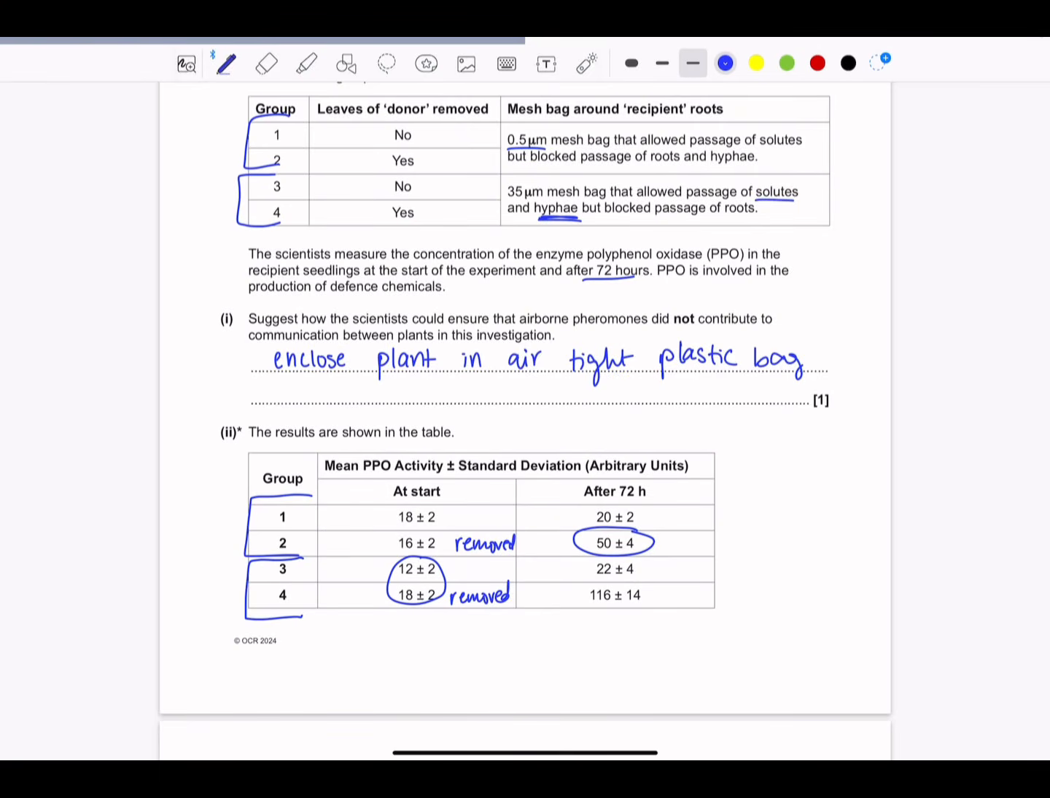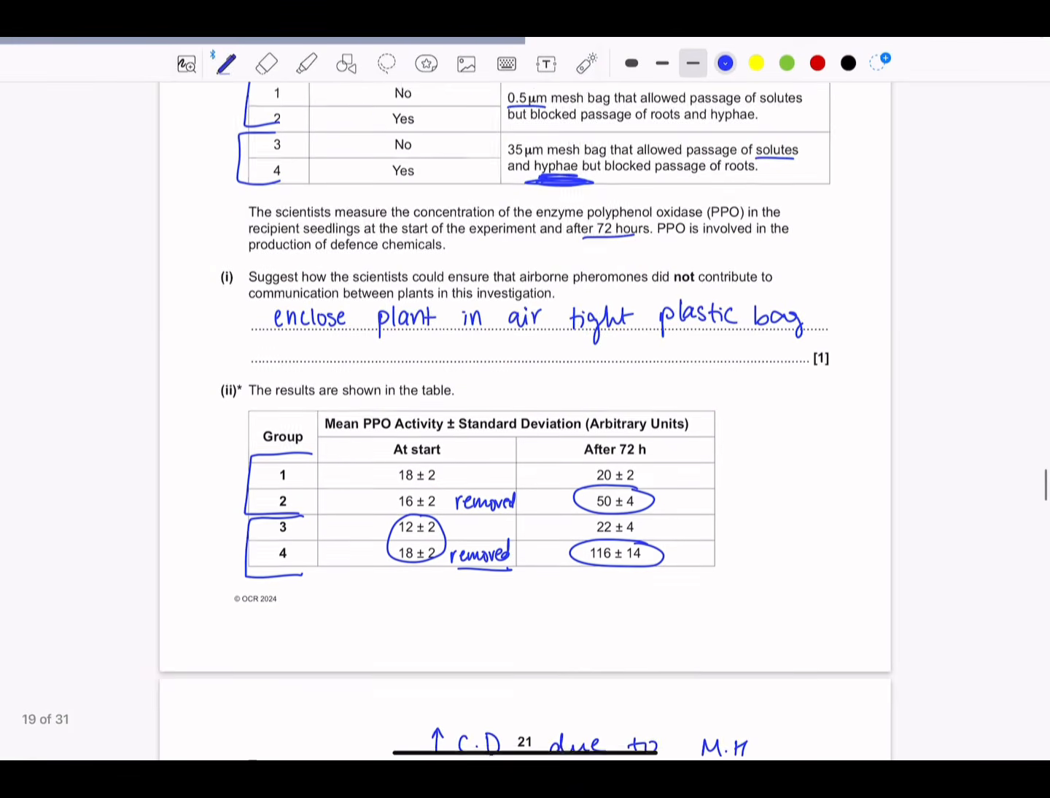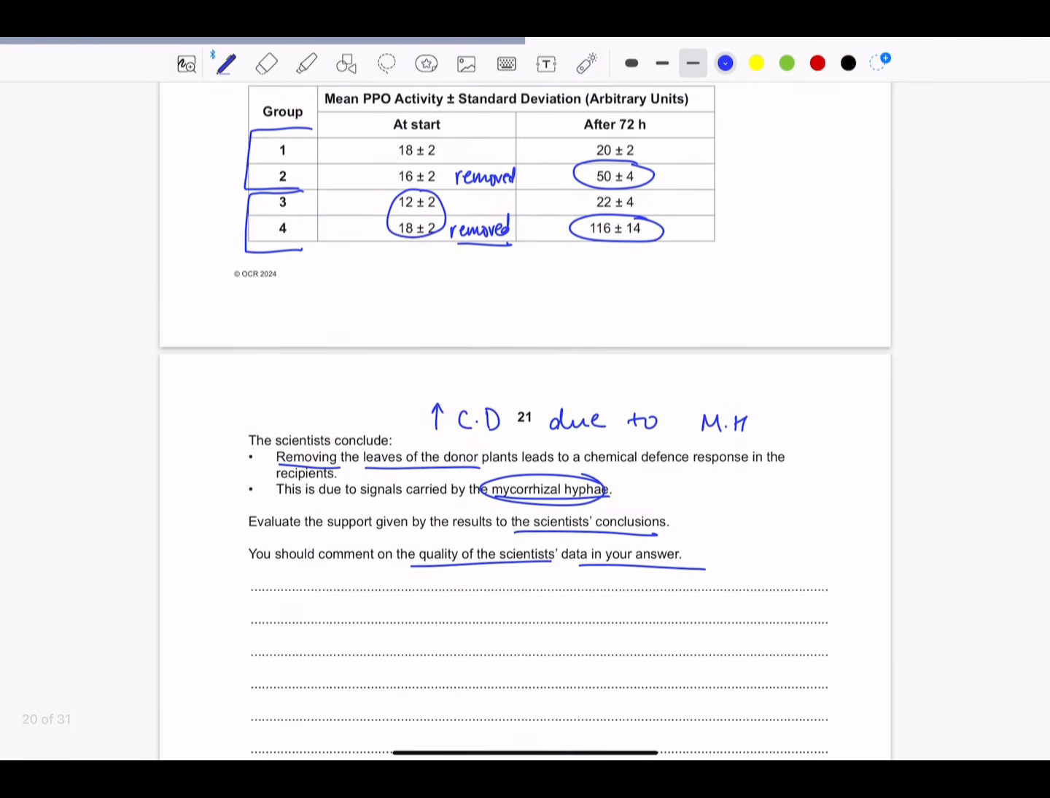Besides the point. Point being that there's a very large increase after 72 hours with the leaves removed and by allowing the hyphae to passage between the 2 plants. So both these points would be in support of the scientist's conclusion.